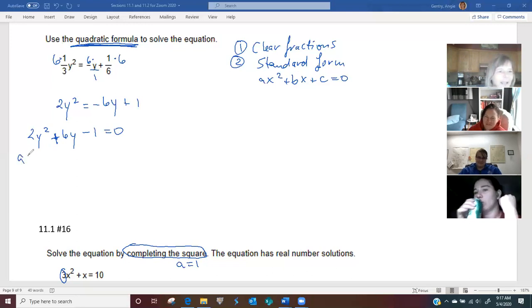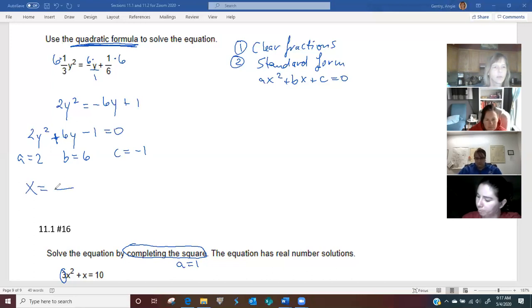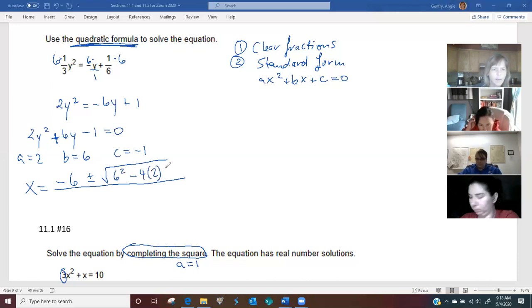Okay, so A is 2, B is 6, C is -1. And then we plug it into the quadratic formula. X is, and then I don't want to write the formula down again. Hopefully you have it in front of you somewhere, but it's -b, or the opposite of b. B is simply 6, plus or minus square root of b squared minus 4ac. Yes? And then Amanda, stop me if I'm wrong, or if you see something and you're not sure what I'm talking about. And then the denominator is 2a, so 2 times 2.